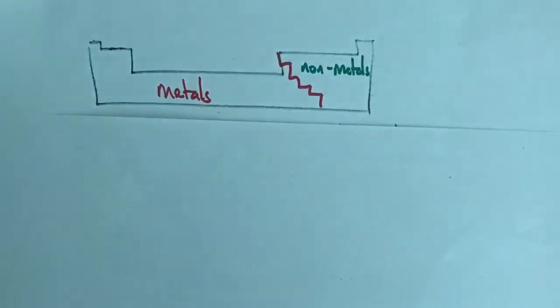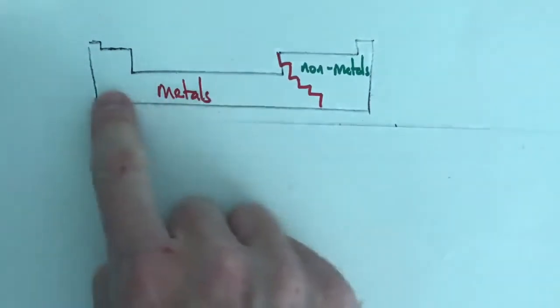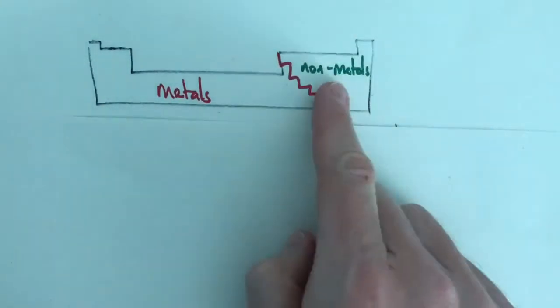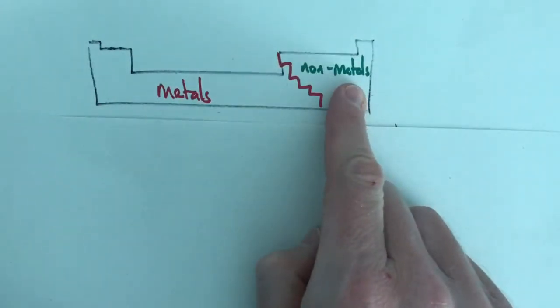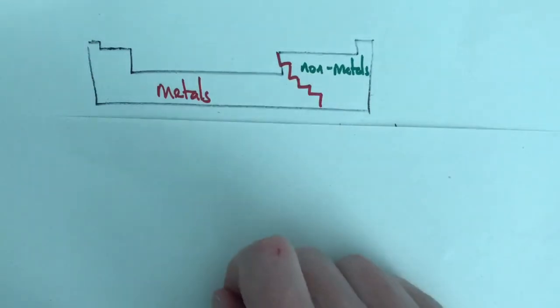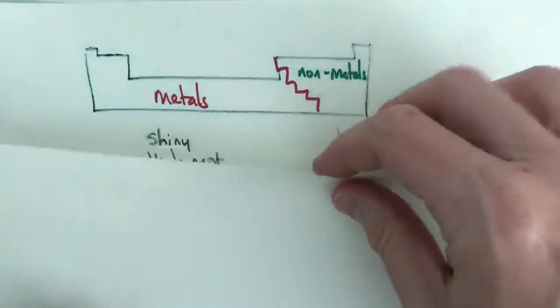Okay, in this video we're just going to remind ourselves of some general properties of metals and non-metals. It's worth remembering that the left hand side of the periodic table is where the metals can be found, and the right hand side of the periodic table is where the non-metals are found. So you've got these steps in there that divide them.